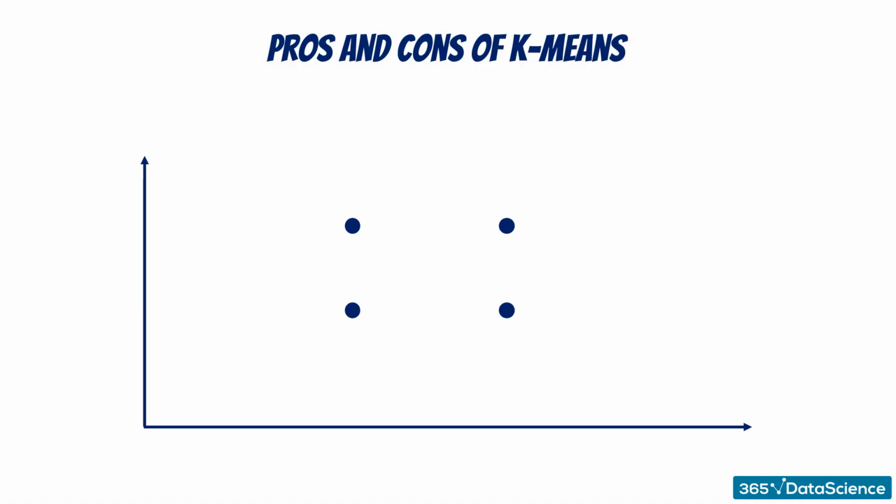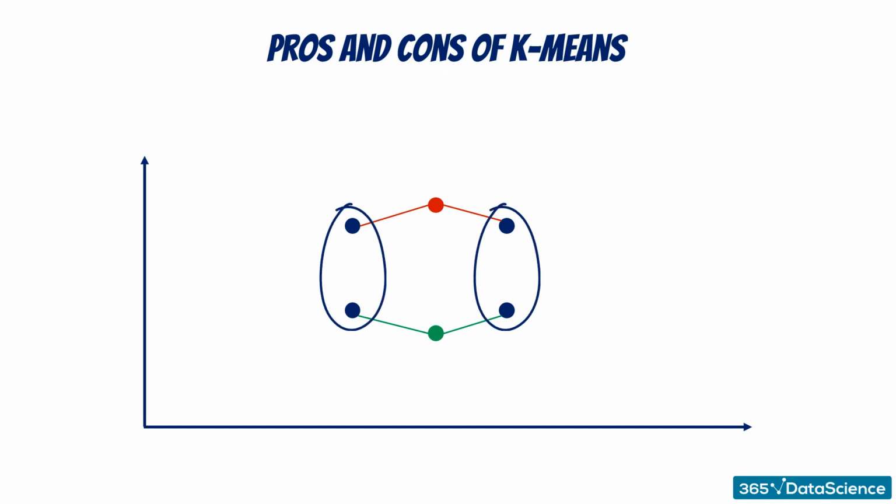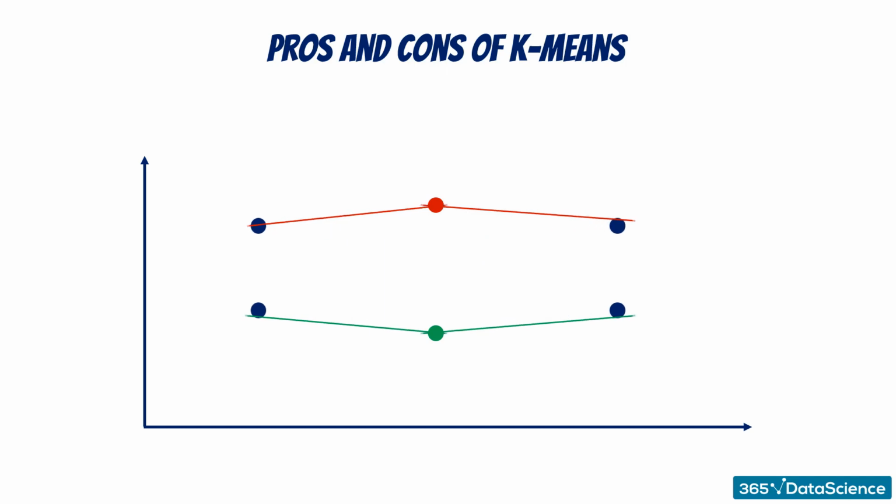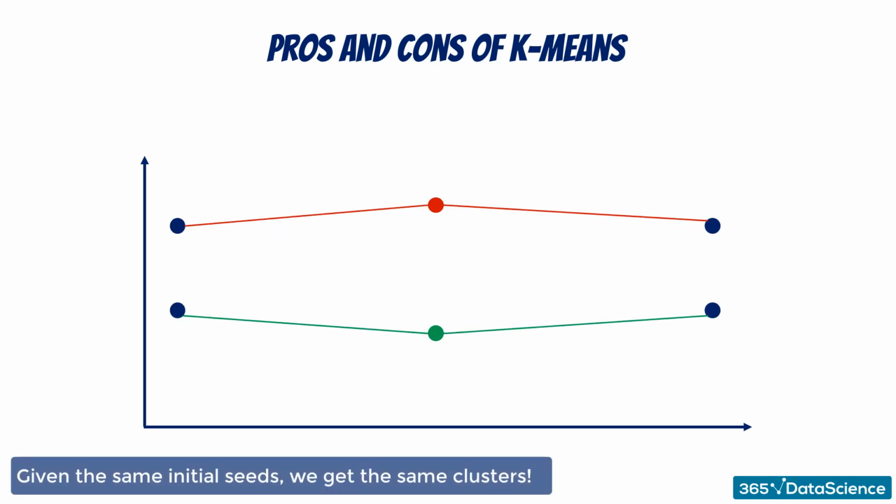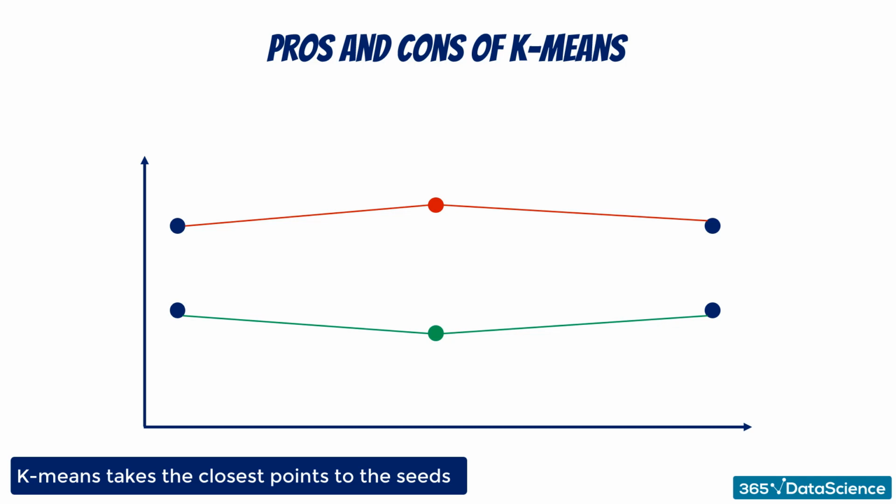Say that these are our points. If we randomly choose the centroids here and here, the obvious solution is one top cluster and one bottom cluster. However, clustering the points on the left in one cluster and those on the right in another is a more appropriate solution. Now imagine the same situation, but with much more widely spread points. Guess what? Given the same initial seeds, we get the same clusters, because that's how k-means works. It takes the closest points to the seeds. So, if your initial seeds are problematic, the whole solution is meaningless.